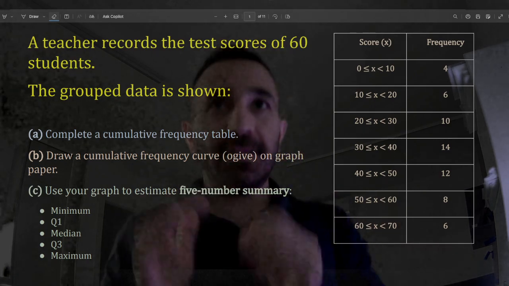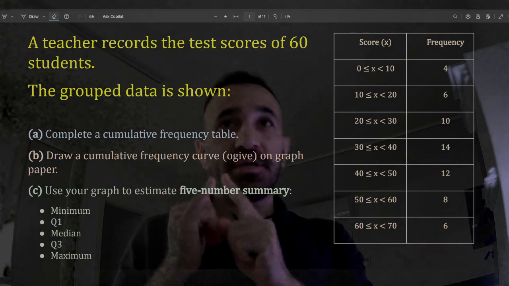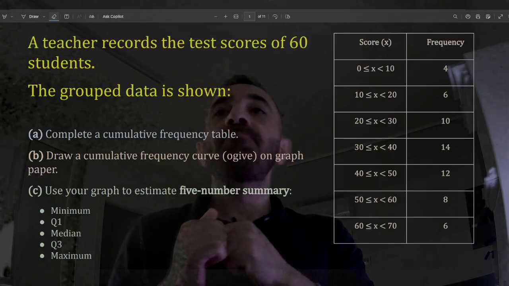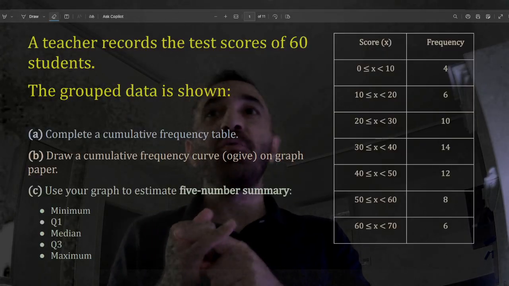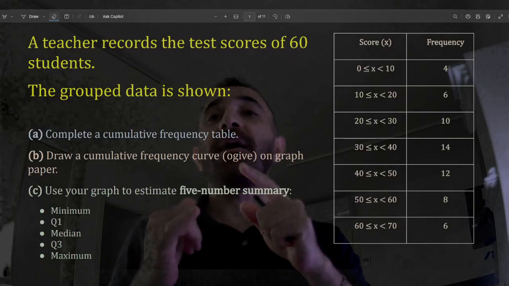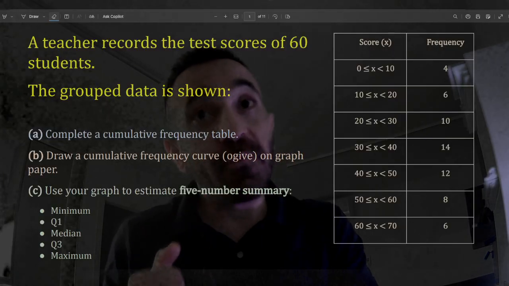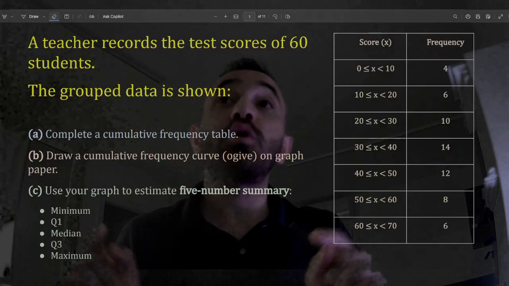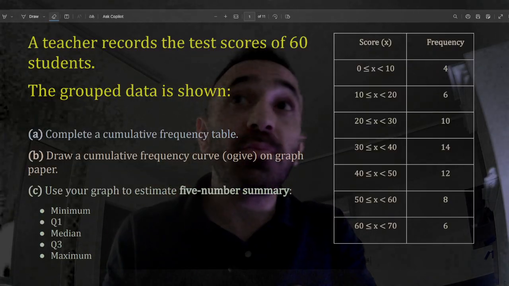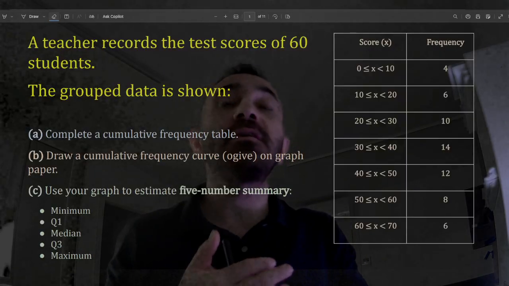Okay, guys, in this video, I'm going to talk about cumulative frequency curve. We're going to learn how to draw a cumulative frequency curve. We are also going to talk about how to find the 5-point summary of data. We're also going to draw a box and whisker plot from the cumulative frequency curve.